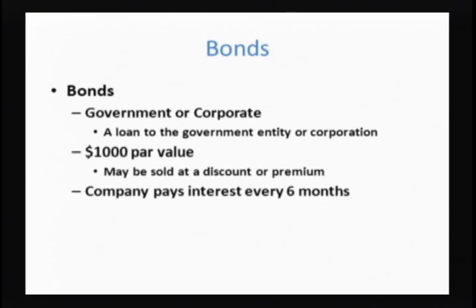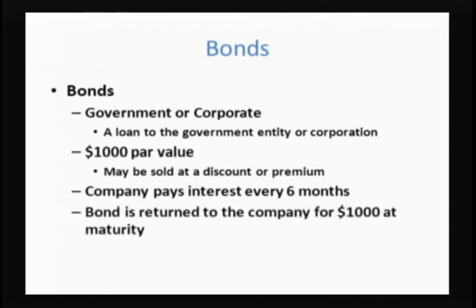Remember, the company pays interest every 6 months, and the bond is returned to the company for $1,000 at maturity. So my 10-year bond that has an 8% coupon is going to pay me $80 a year or $40 every 6 months for the next 10 years, and then I will return that bond to the company and get my $1,000 back.